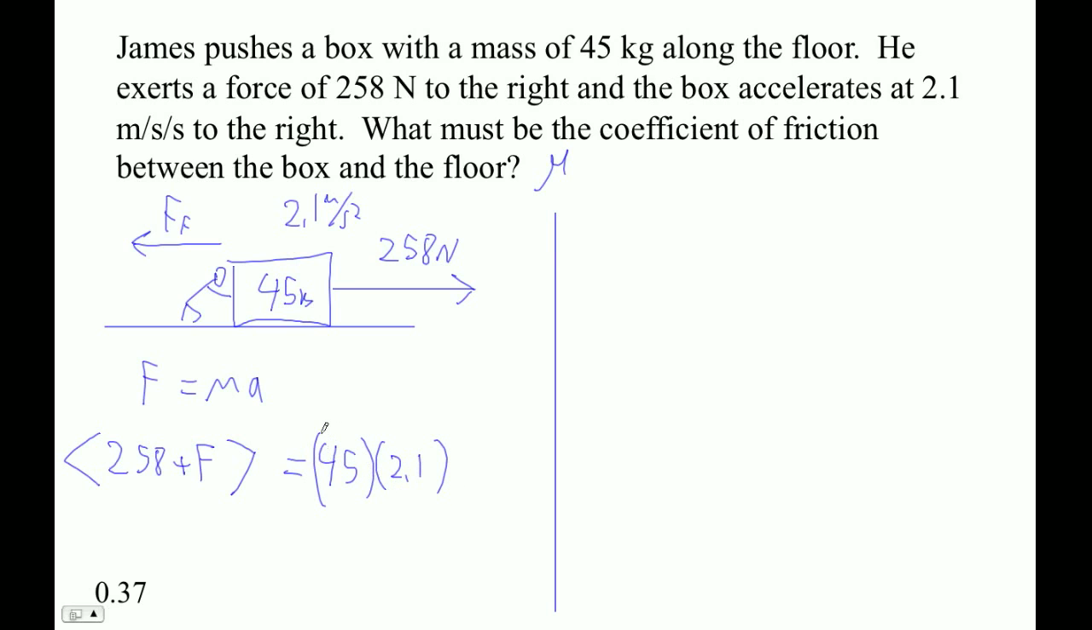Okay, so let's solve this. I think what we're going to do is go 45 times 2.1 minus 258, right? Negative 163. Right, so that's what this force is, and of course it's to the left. Friction would oppose the direction you're sliding, right?